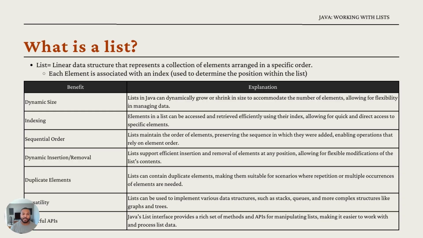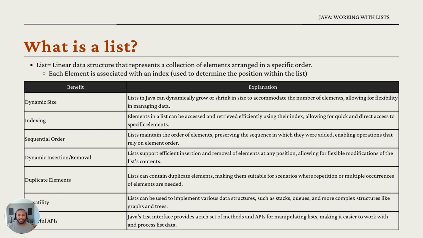So the technical definition of a list is a linear data structure that represents a collection of elements arranged in a specific order. Each element is associated with an index, which is used to determine the position within the list. So lists are fundamental data structures used to store a collection of items of various data types, making them indispensable in various programming languages like Python, Java, and more.